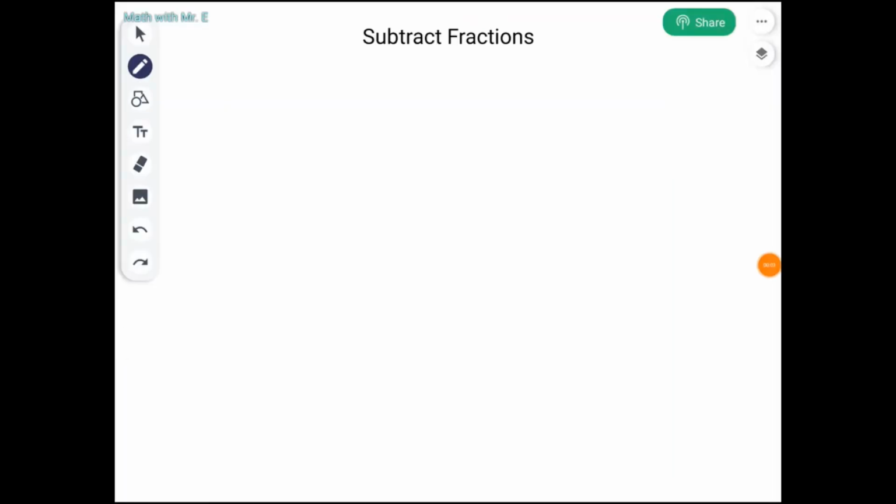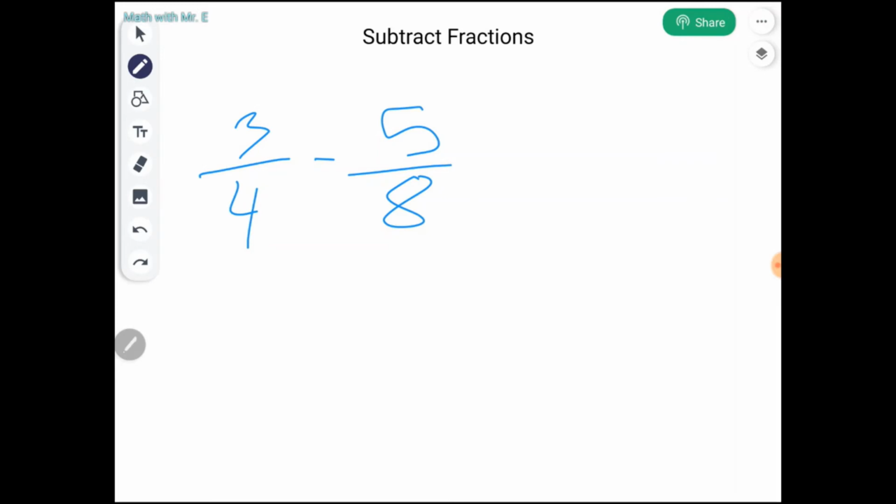Let's take a look at subtracting fractions. So let's say we've got two fractions. For example, 3/4 minus 5/8. So same as always, our first step when we're adding or subtracting fractions and mixed numbers is to make sure we have a common denominator. So in this case, looking at these, our least common denominator is going to be 8.